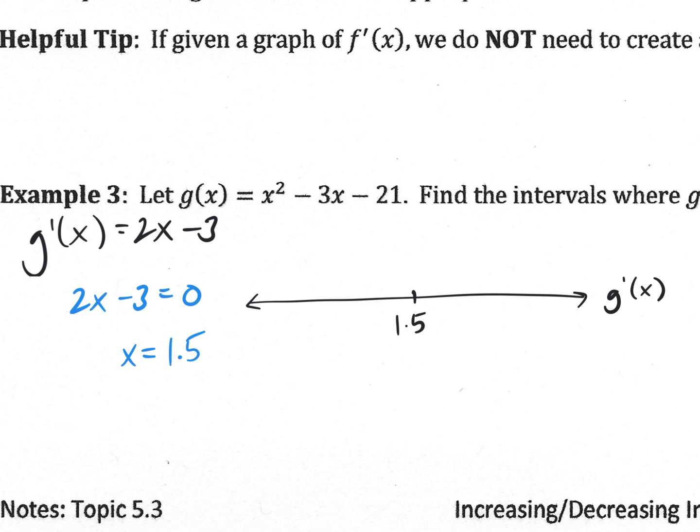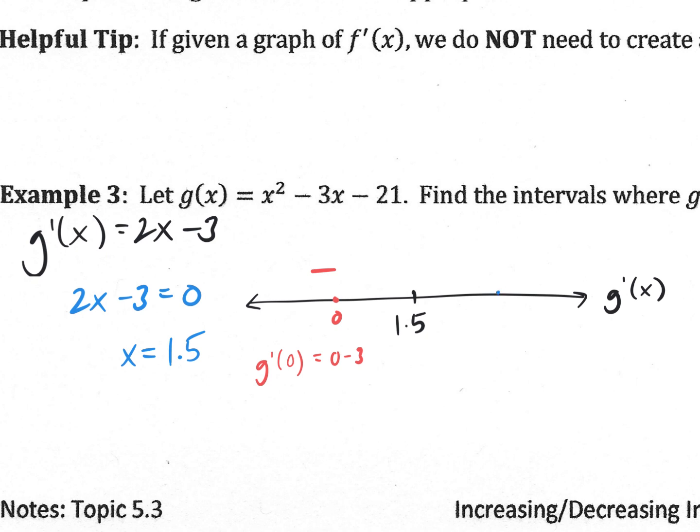So now I just got to pick a point. Pick a point to the left of 1.5, if I pick 0, all I care about is the derivative. When I plug it in, is it going to be positive or negative? So g prime of 0 is going to be 0 minus 3. Is that positive or negative? Negative.